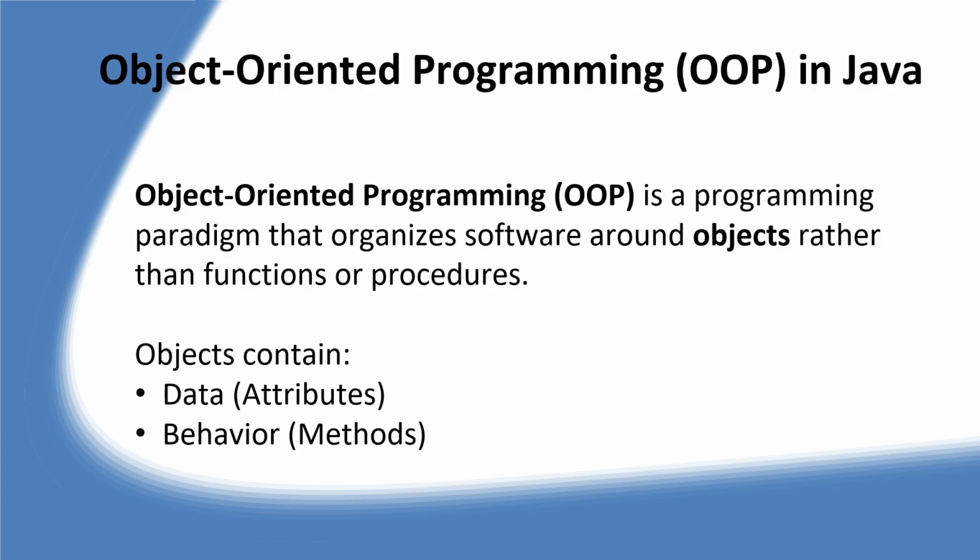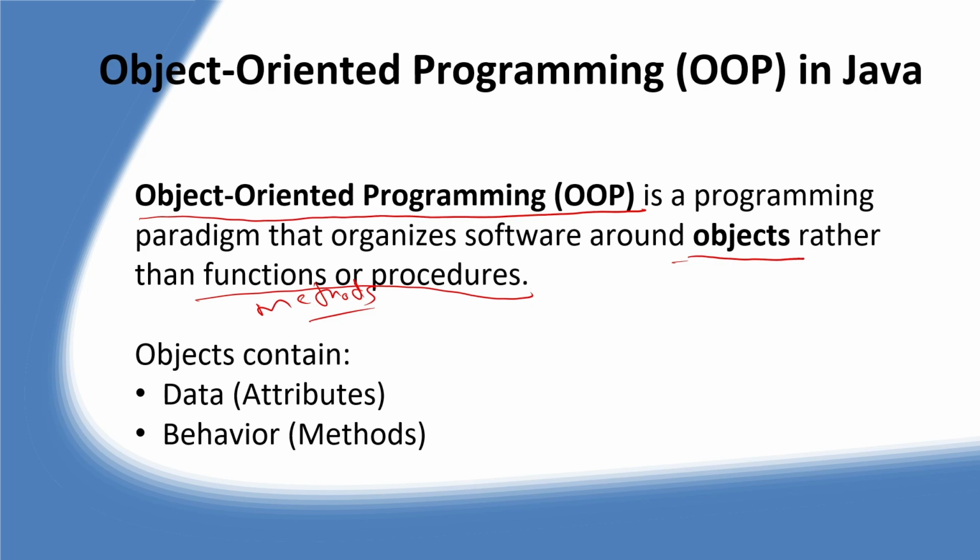Object-oriented programming is a way of writing programs by creating objects. Object-oriented programming is a programming paradigm that organizes software around objects rather than functions or procedures. So far we have seen the methods. Now we are moving into objects. Object-oriented programming focuses on real-world entities.